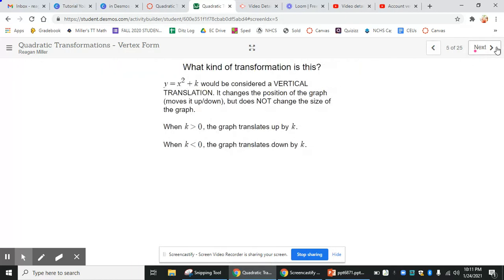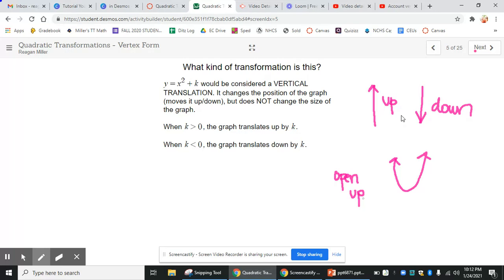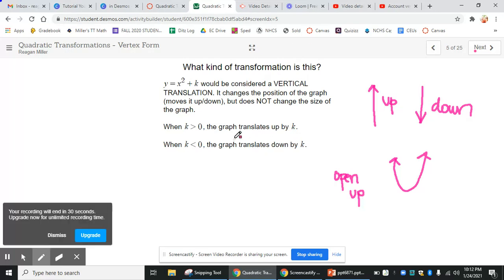Okay, so the next section asks us, what kind of transformation is this? We would consider the K transformation to be a vertical translation, and that's because the K moves it up or down, and those are vertical directions. It doesn't change the way that the parabola opens. The parabola will still continue to open up if it originally did and we change K. And then you'll need to notice there's rules right here for how adjusting K can affect the graph.